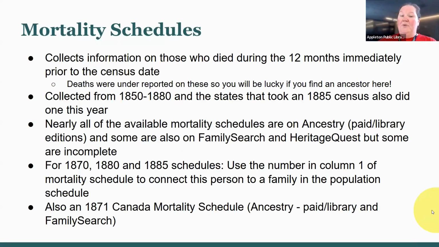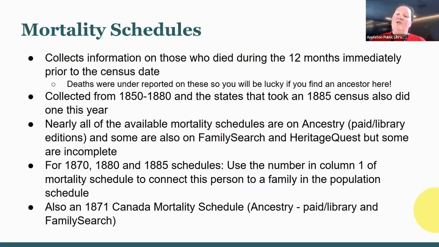So the mortality schedule collects information on people who died during the 12 months immediately prior to a census date. But be aware, unfortunately, the deaths were underreported. So if you do find an ancestor, you might be a little lucky that they're in there, because if they took the census in April and that person died the previous September, maybe they didn't remember that and didn't record it. So these were collected from 1850 to 1880 during those census years.